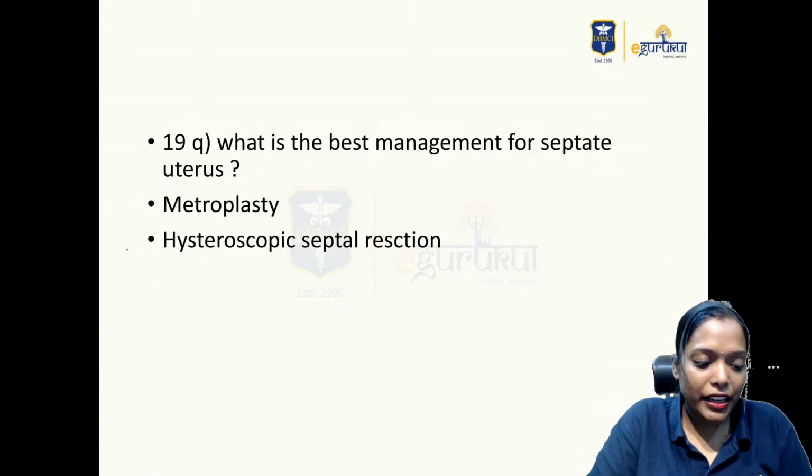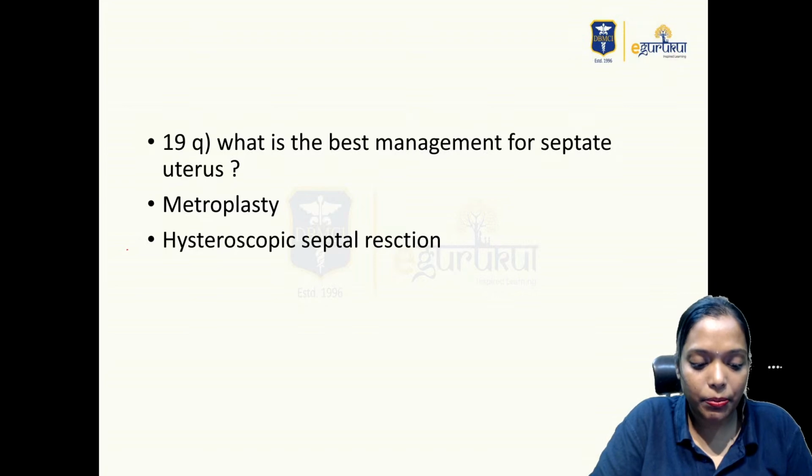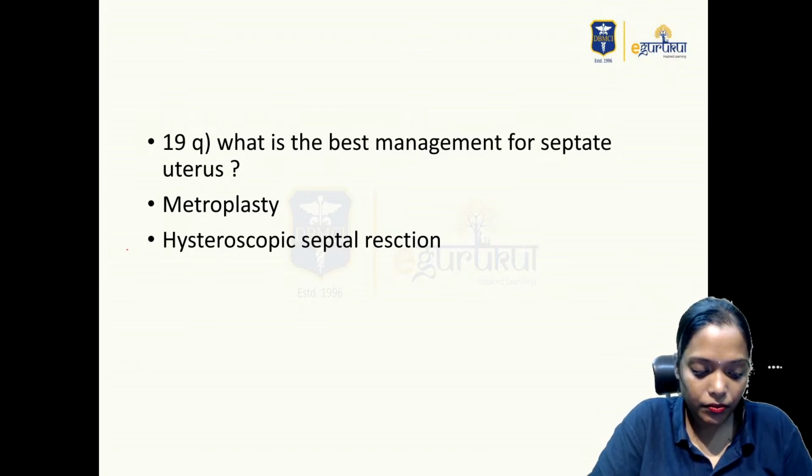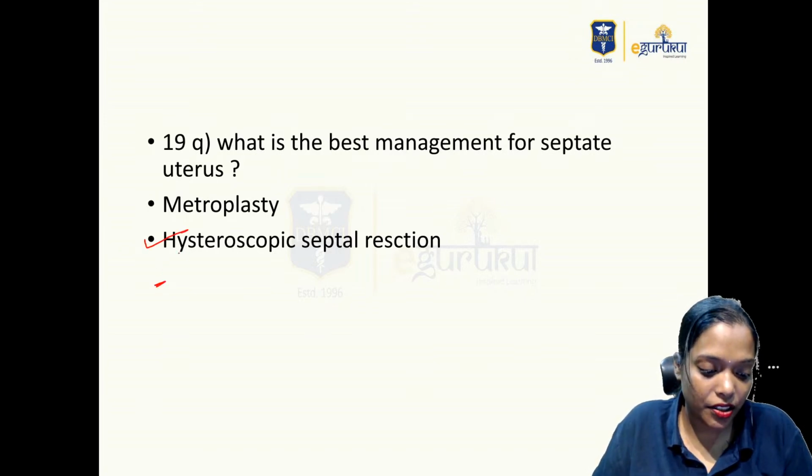What is the best management for septate uterus? The best management for septate uterus is hysteroscopic septal resection.